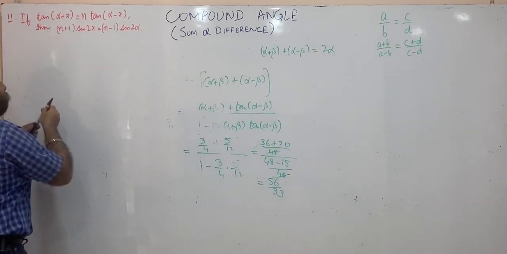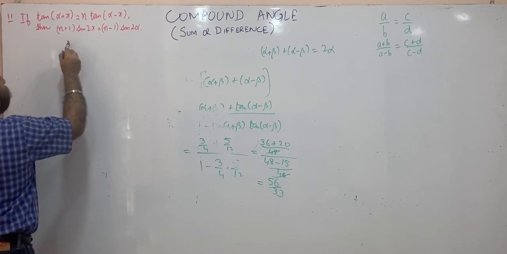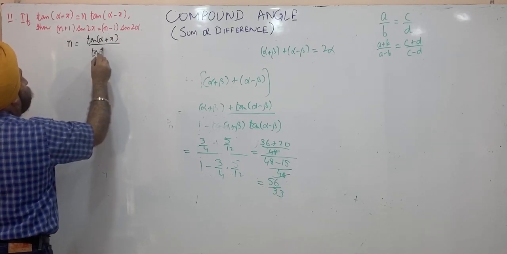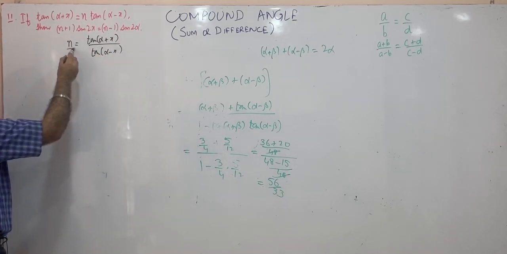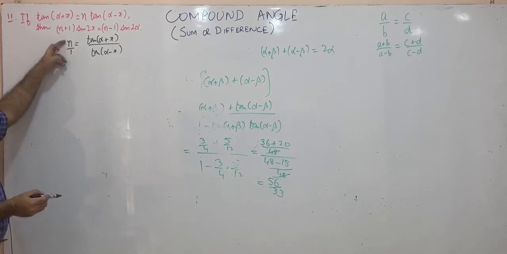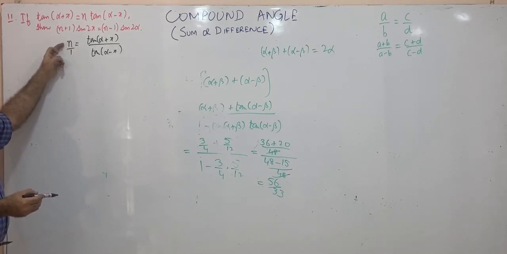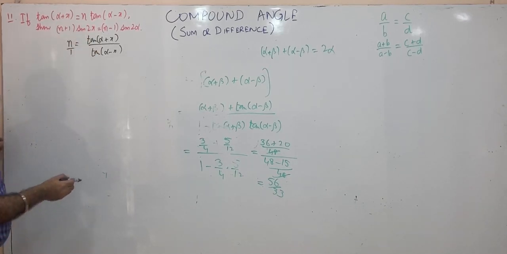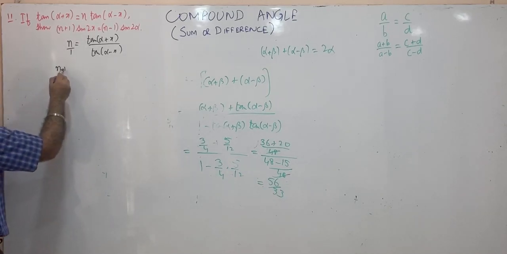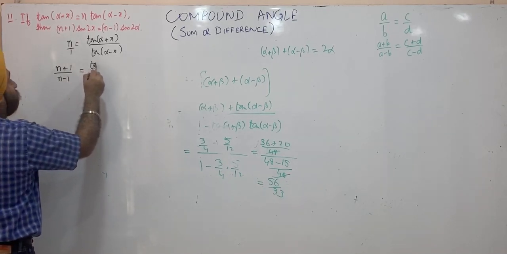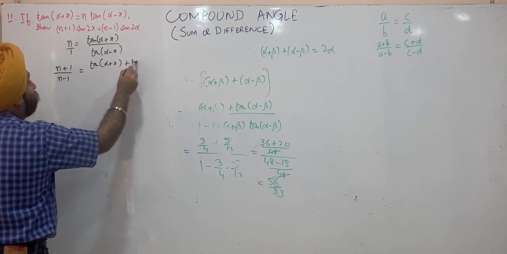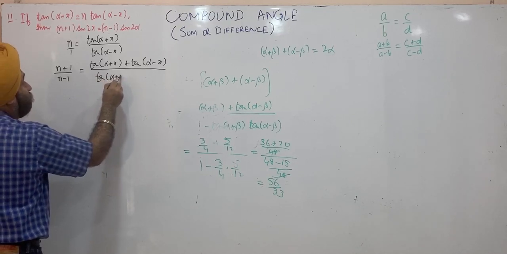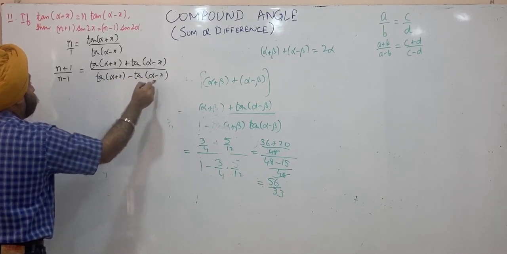So from the given equation, we write n is tan of alpha plus x upon tan of alpha minus x. Let's write n as n upon 1. Now, if I apply componendo and dividendo, we get n plus 1 upon n minus 1. This is guiding us that componendo and dividendo is to be used. So n plus 1, this is tan of alpha plus x plus tan of alpha minus x upon tan of alpha plus x minus tan of alpha minus x.